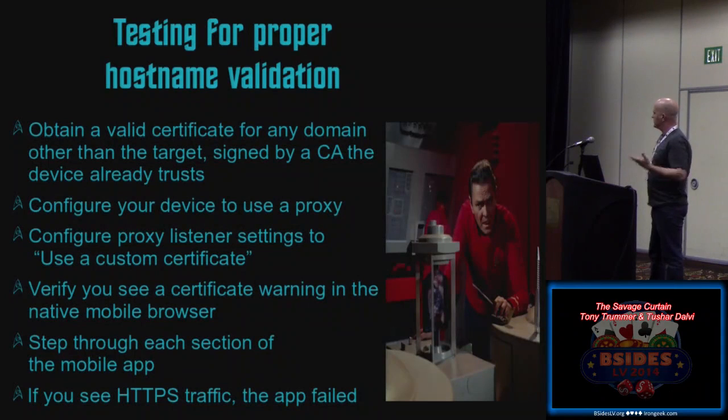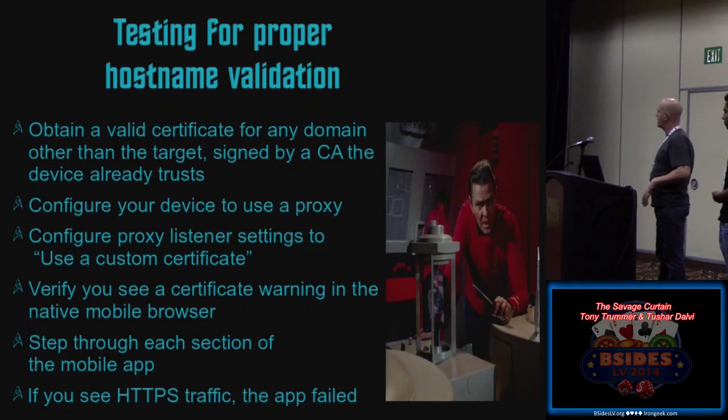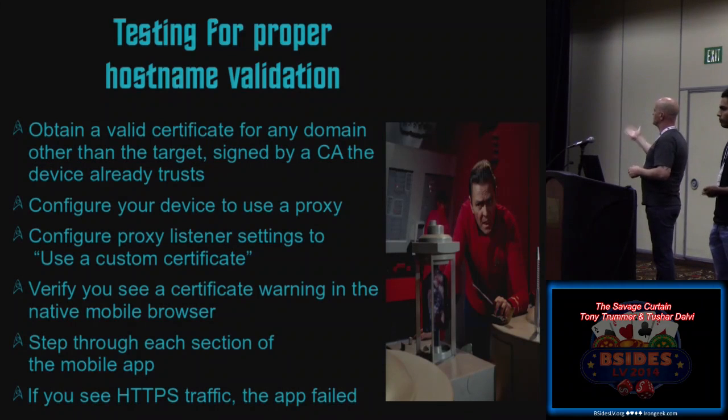But anyway, stepping through this, again, I pretty much explained it: obtain a valid certificate for any domain, use the custom certificate option in Burp, plug it in there, right? And then just configure the listener to go through your proxy, configure the device to go through your proxy. If you're still seeing SSL traffic as you pop through it, something's wrong, right? Again, I always caution to make sure you see a certificate warning in the mobile browser just to make sure everything's as you expect it, that it will fail. There's always a chance the mobile browser could be broken too, but we didn't see that, so luckily.